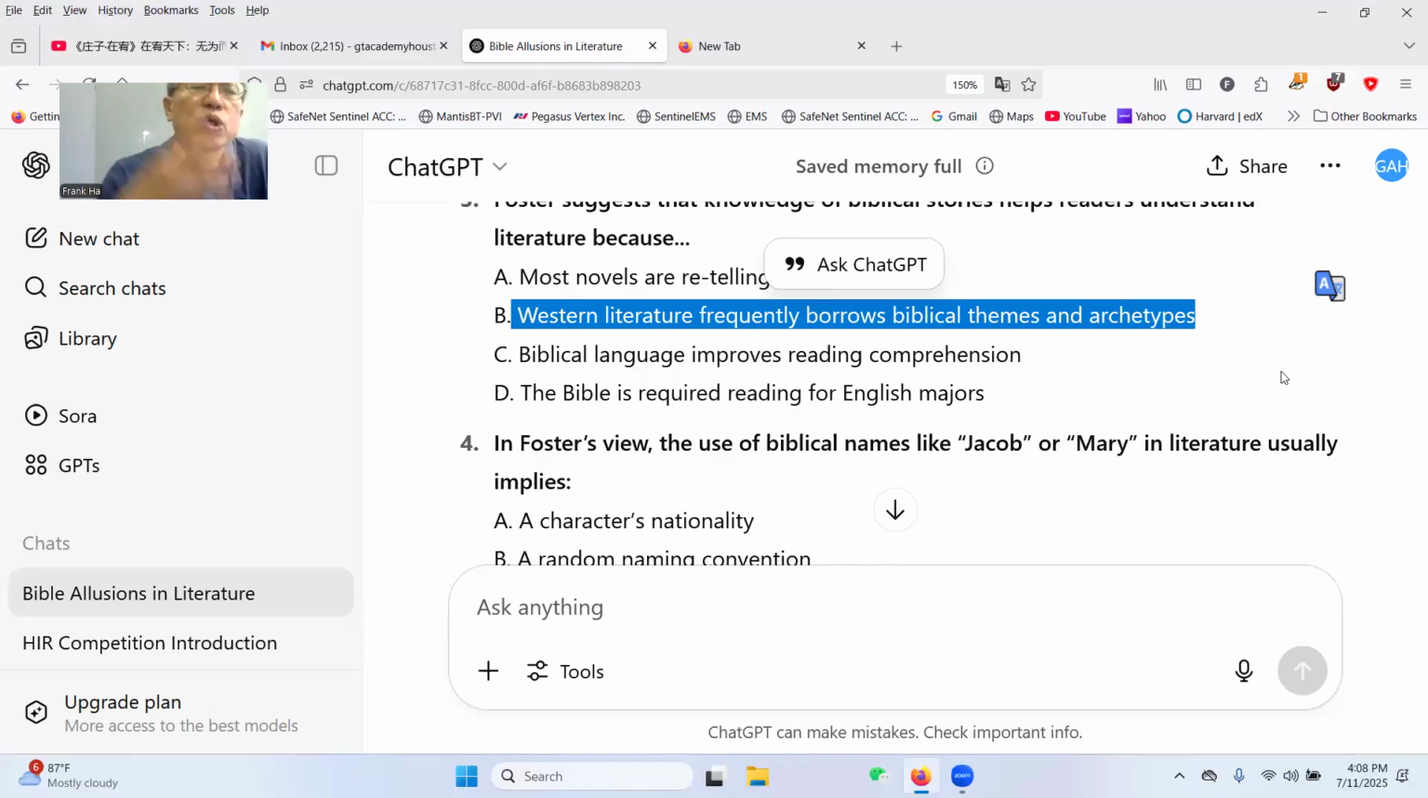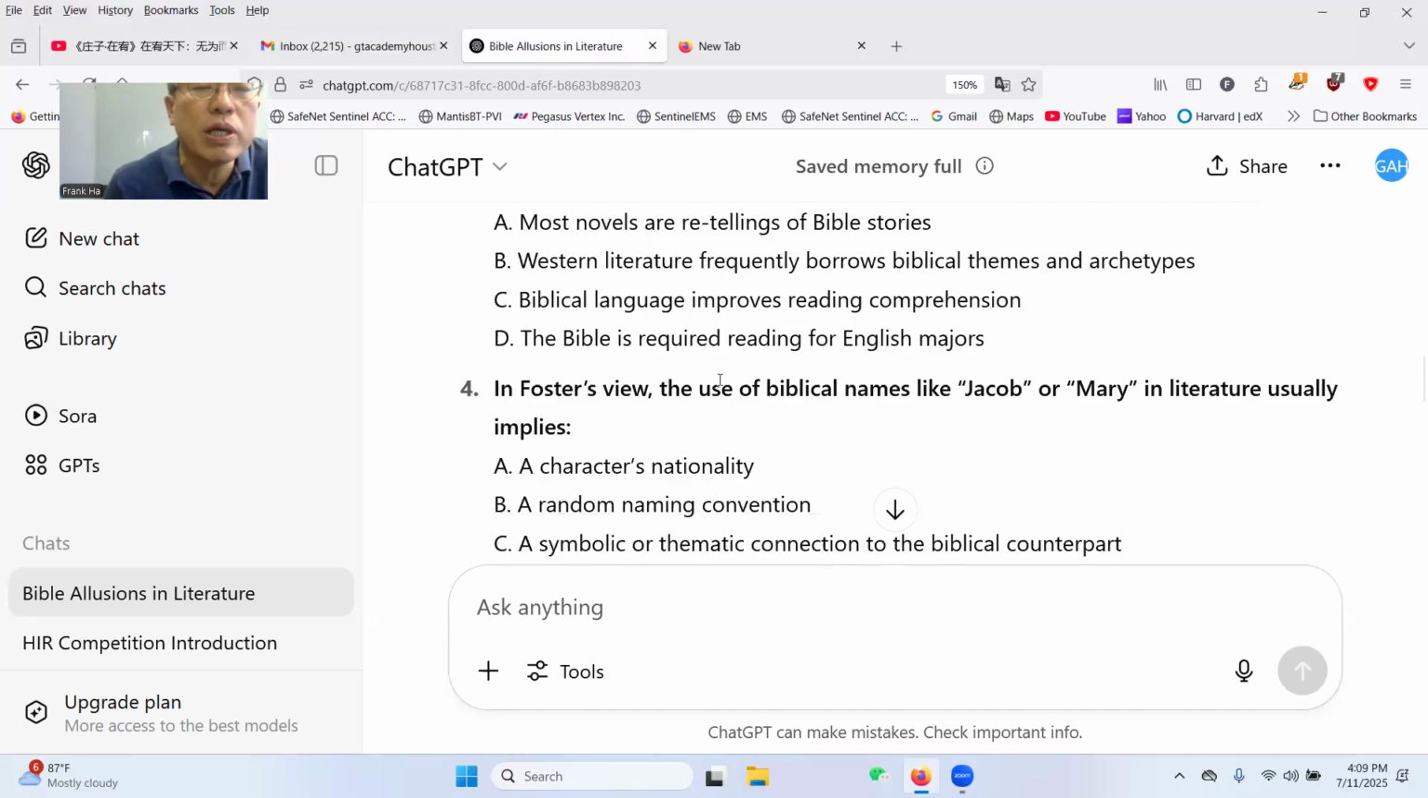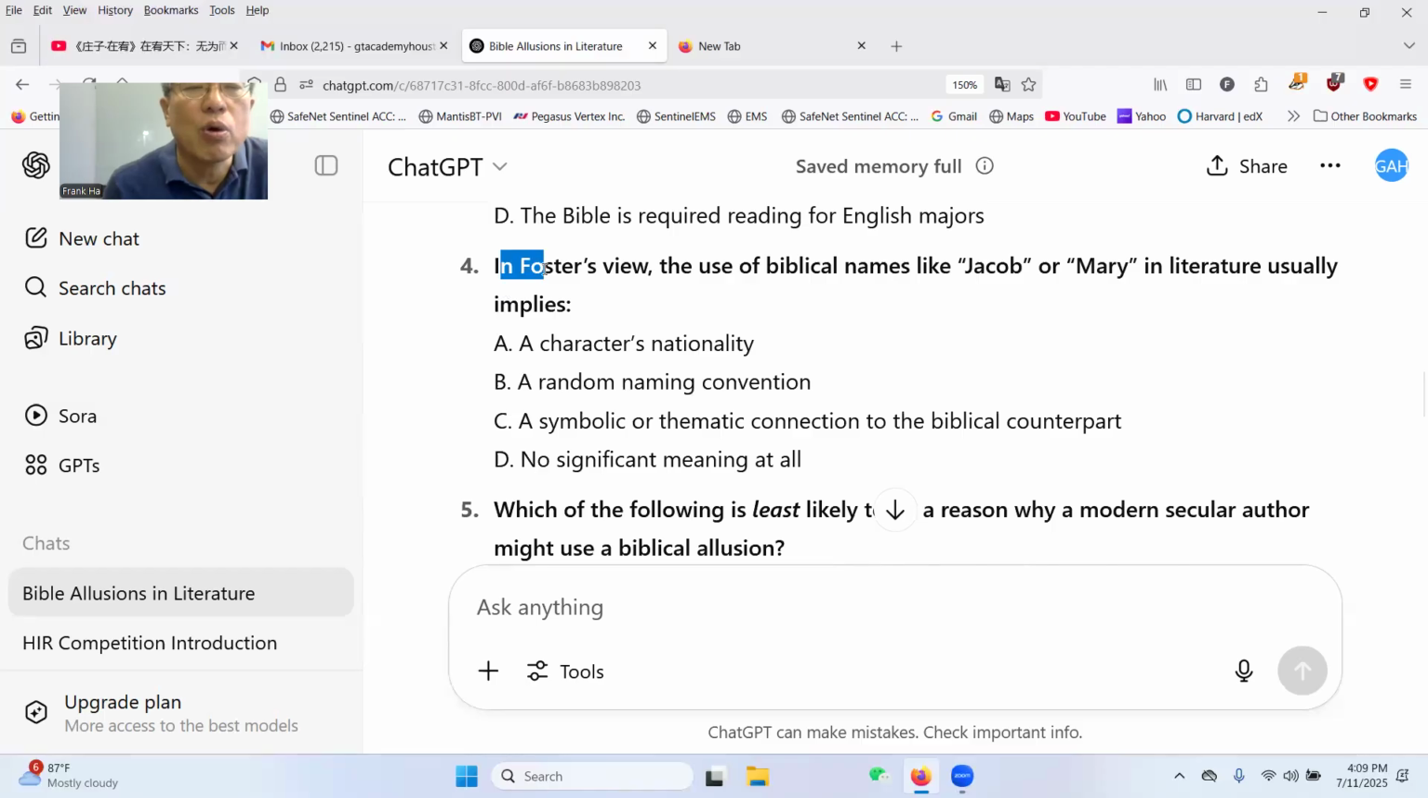So the last one, we talk about Shakespeare. Why Shakespeare is so important, and if you don't know Shakespeare, there are a lot of things you don't understand. But I think probably the Bible is more important than Shakespeare. Number 4, go read it.